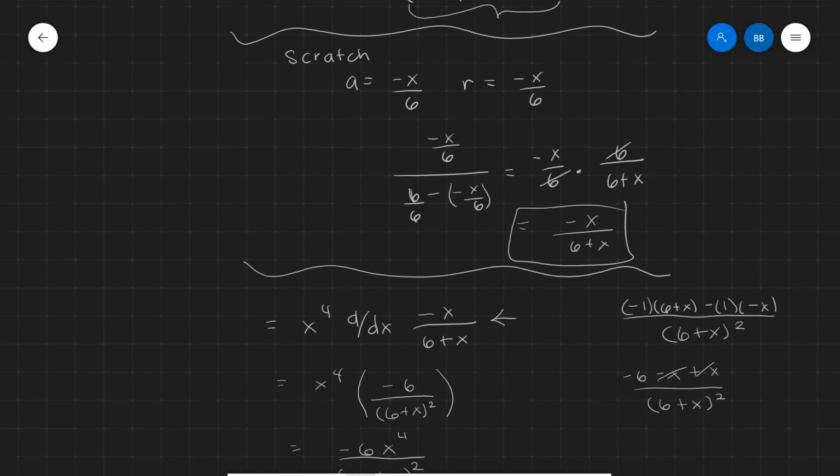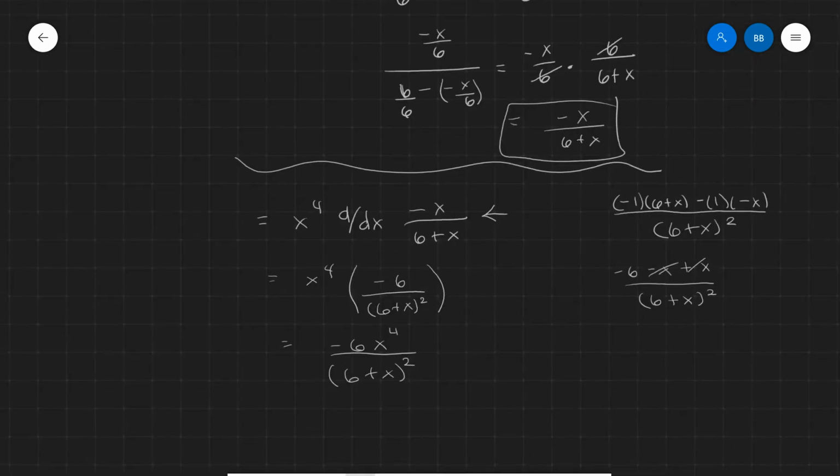After we replace the series with a function, we still have to take care of that derivative that we used. So we use the first derivative and the quotient rule to be able to simplify that away and rewrite just this rational expression. And then we still had that x to the 4th that was following us around the whole time. So we have negative 6 x to the 4th over 6 plus x squared.